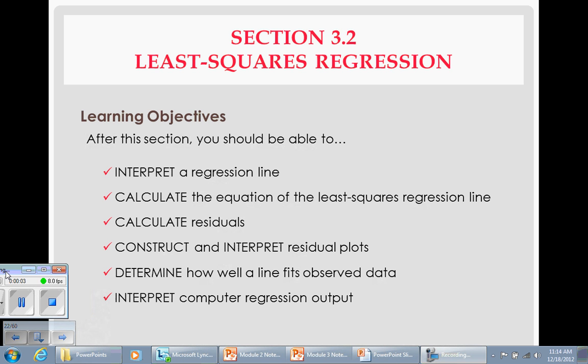All right, section 3.2. Welcome back. So your learning objectives are to interpret a regression line, calculate the equation of the least squares regression line, calculate residuals, construct and interpret residual plots, determine how well a line fits observed data, and interpret computer regression outputs.